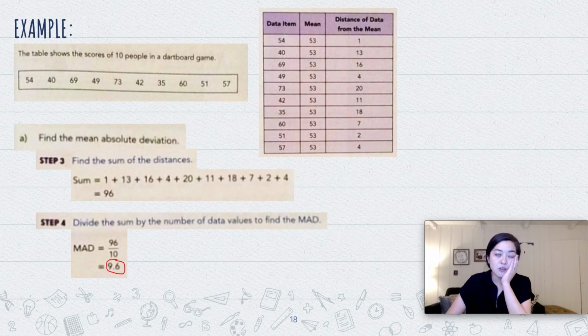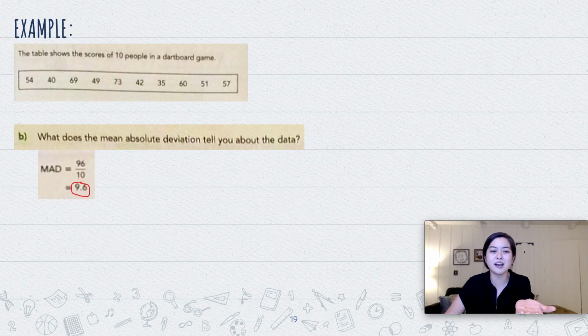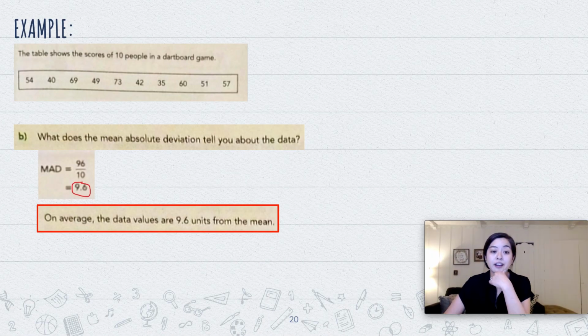And what we're going to do now is figure out what the mean absolute deviation tells you about the data. Well, the MAD is equal to 9.6, so what does that mean? On average, the data values are 9.6 units from the mean. It's not exactly 9.6 for each value, but on average, counting them as a whole, it is 9.6 units from the mean.